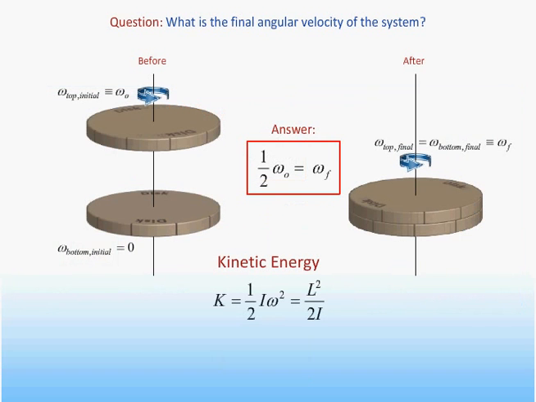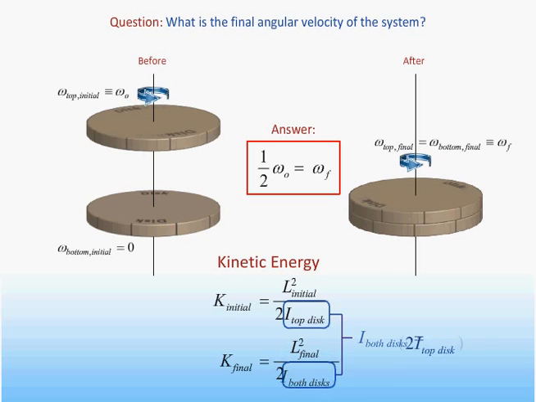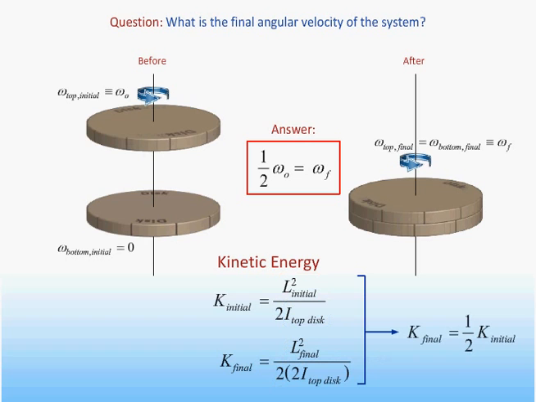We can take this analogy further by comparing the kinetic energies of the system before and after the collision. We can write the kinetic energy of the system in terms of the angular momentum, which is the same before and after, and the moment of inertia, which doubles. We see that the final kinetic energy in this example is half of the initial kinetic energy, just as it was in the one-dimensional, totally inelastic collision.